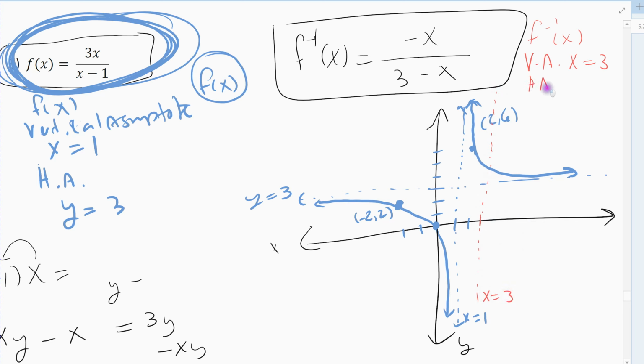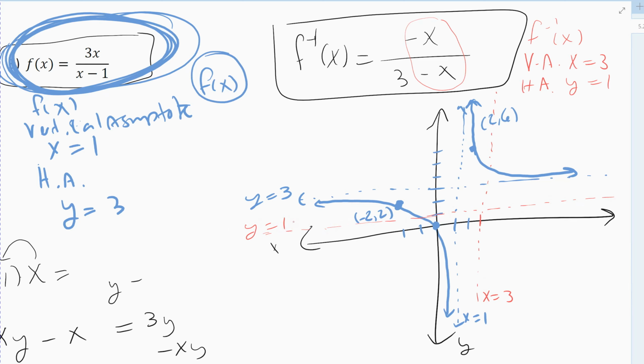And it's got a horizontal asymptote. Well, its leading coefficients would be the negative x and the negative x. Negative x divided by negative x is a positive 1. And so it's got a horizontal asymptote at y equals 1. It should make sense that it's y equals 1 because its reciprocal, or inverse, was x equals 1. And so in red, I'm going to draw that dotted line here at y equals 1.